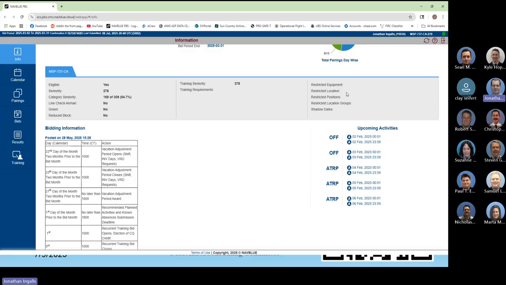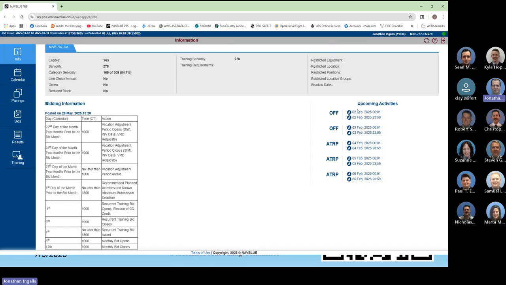That's Canada, depending on if you've got restrictions going there. Restricted positions, again, a flight attendant thing, like, are you restricted from being the lead flight attendant? Restricted location groups, maybe you can't do international travel, that could be there. Shadow dates is a thing that won't apply to anyone, so we're not even going to get into that.